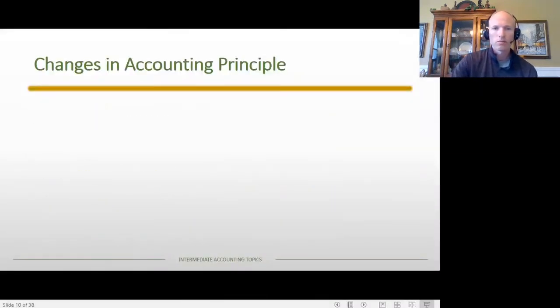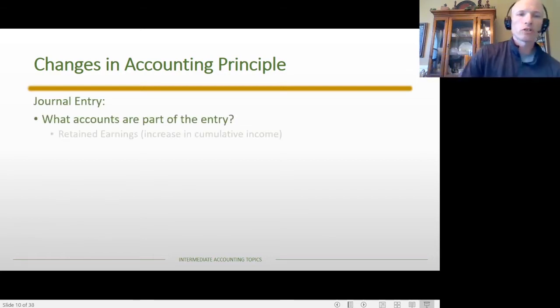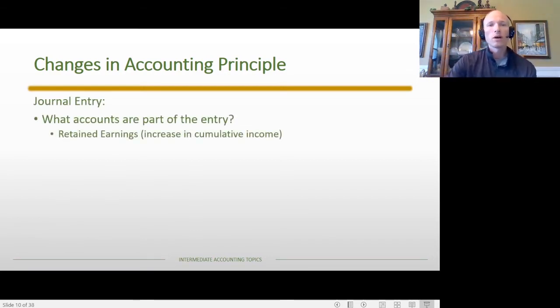We're getting there. All right, here we go. All right, so what accounts are going to be part of this journal entry? First of all, retained earnings. Because there's been a change in our cumulative income, there will be an effect on our retained earnings account balance. And then the other piece of that is going to be inventory. And this has to come from your intuition. So anytime we have one of these problems, there's really not an easy way to memorize what you need to do. You really need to think about what accounts are going to be affected by this change.